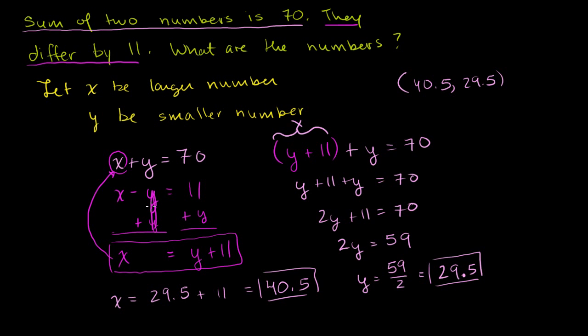And let's just verify that this actually works out. What's the sum of these two numbers? 40.5 plus 29.5. That indeed is 70. And the difference between the two is indeed 11.